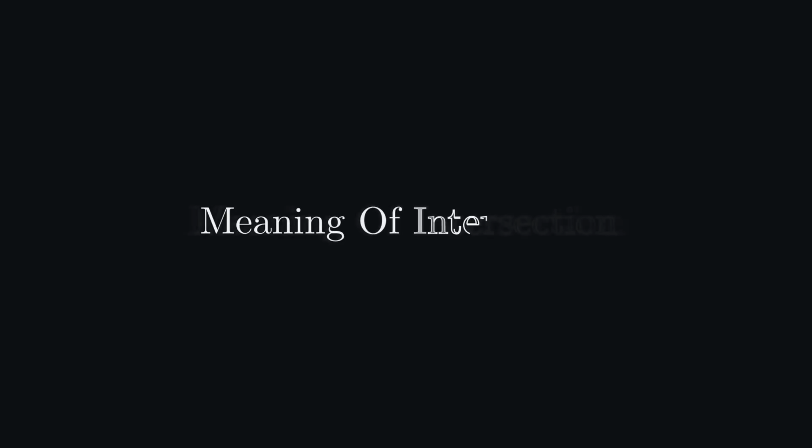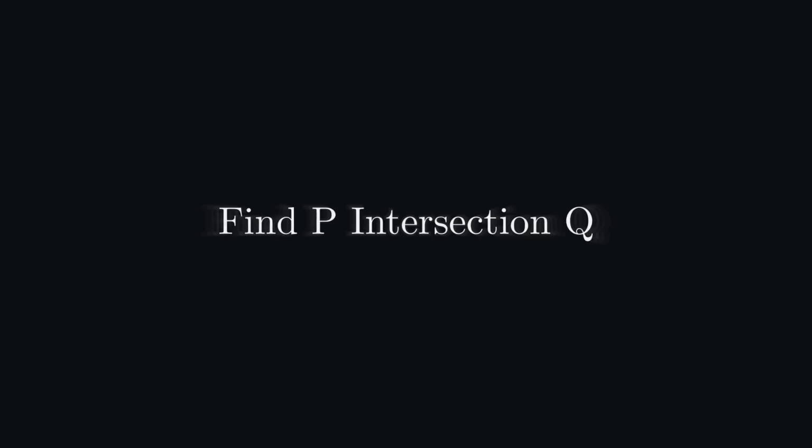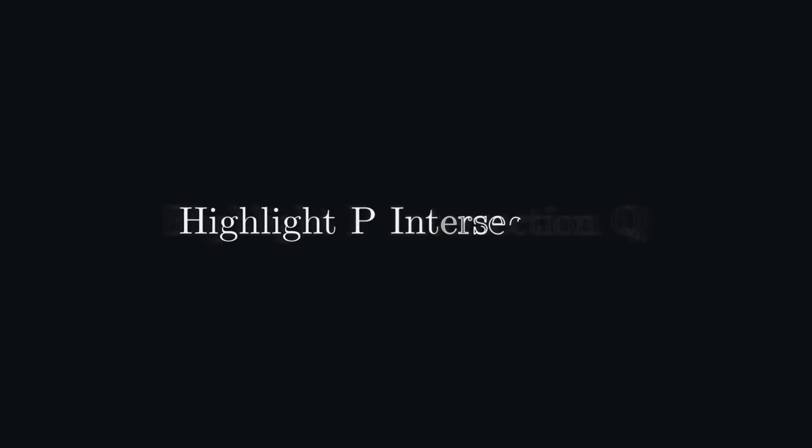Now, let's discuss the meaning of intersection. The intersection of sets A and B includes elements common to both sets. Let's find the intersection of sets P and Q. We are looking for P intersect Q. Next, we will highlight the intersection of P and Q.